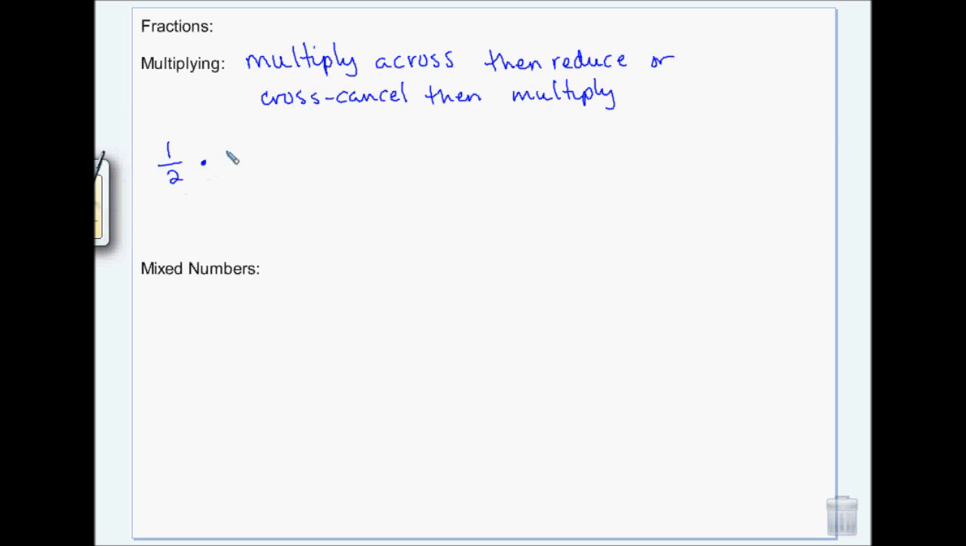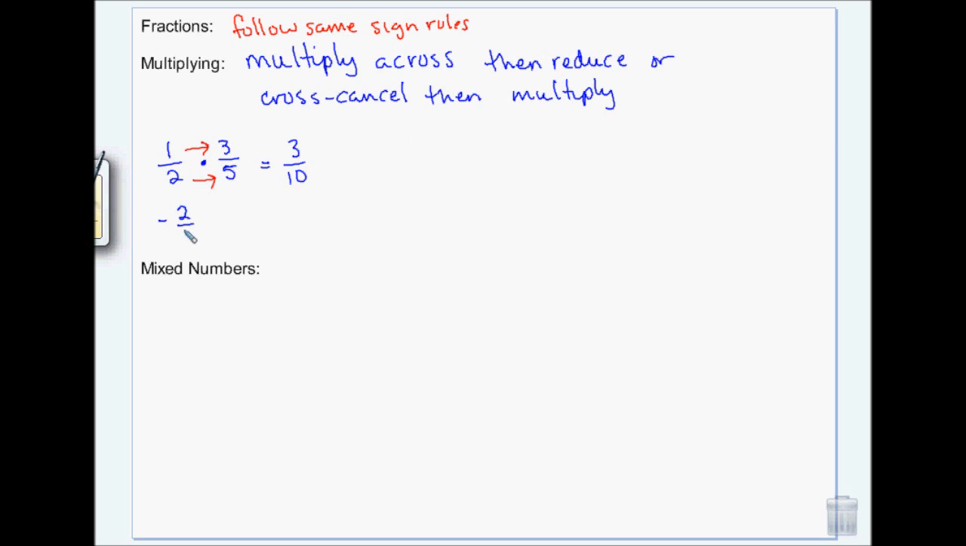If I have 1/2 times 3/5, I just multiply straight across. 1 times 3, 2 times 5. That gives me 3/10. These were both positive, so my answer is positive. They follow the same sign rules also.